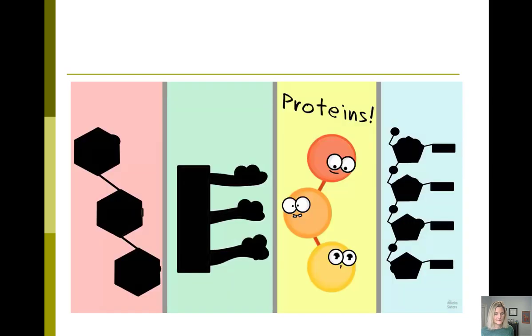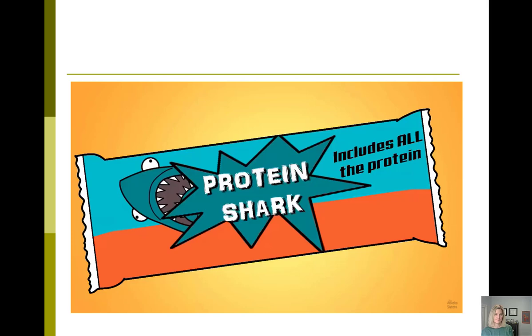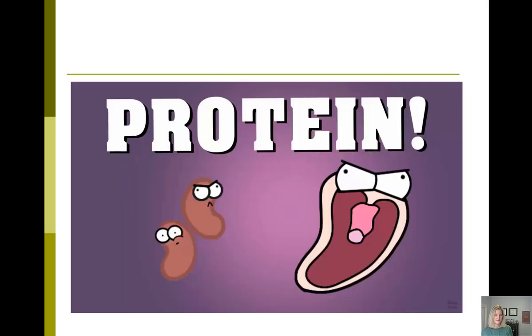Okay, next, proteins. Now, when you hear about proteins, a lot of times you might think about power bars. They say they have a lot of protein in them and that they help with muscle building. Well, protein is great for muscle building. Examples of foods that are high in protein include meats and many types of beans.